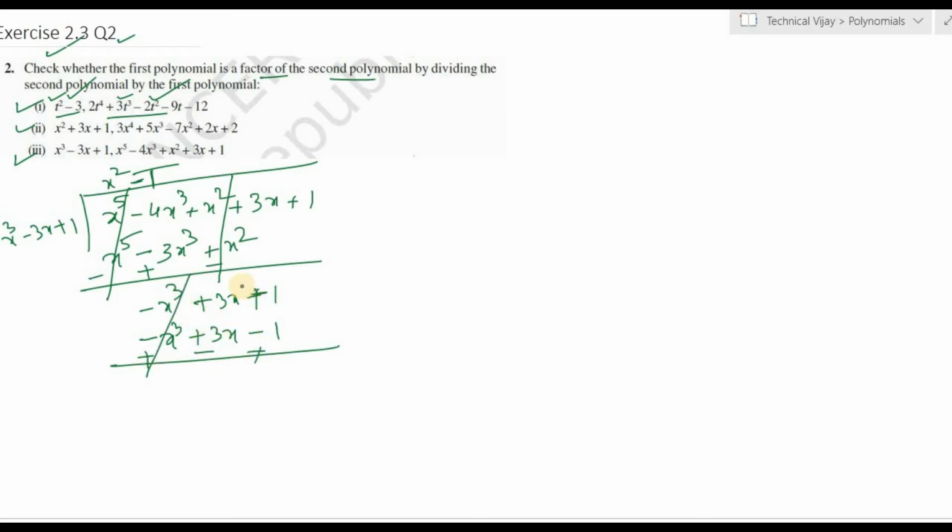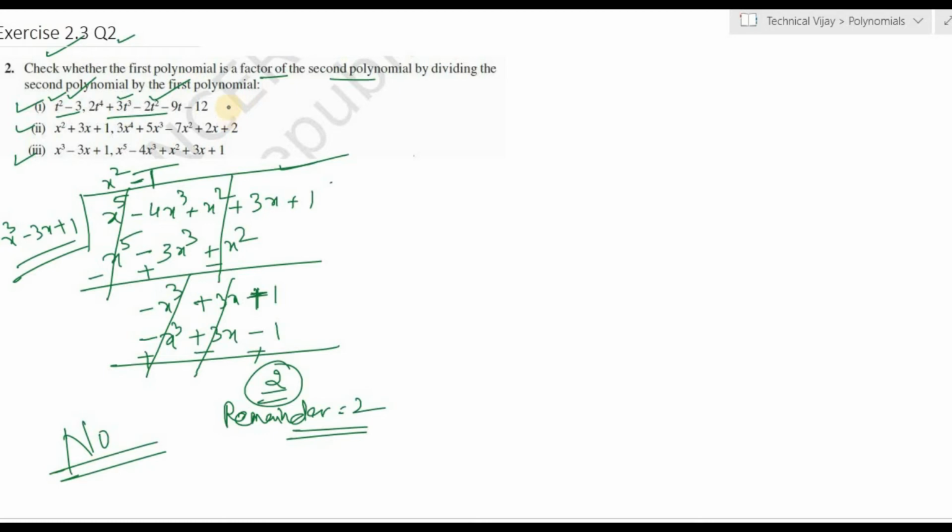This is cancelled. This is also cancelled. Plus, see, this is plus, this is plus, this is not going to cancel, this will become 2. So the remainder is not equal to 0, it is equal to 2. So hence this is not a factor of this one. So this is a factor, but this is not a factor of the second polynomial. Okay, we will go for the next exercise.